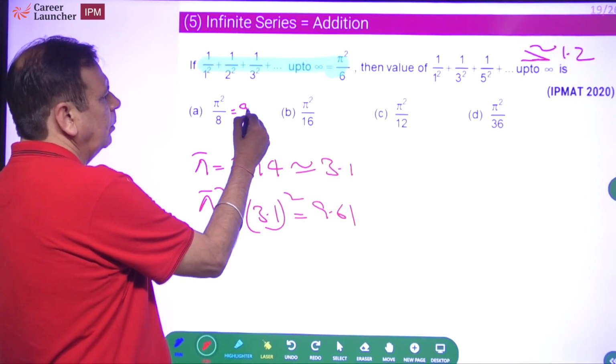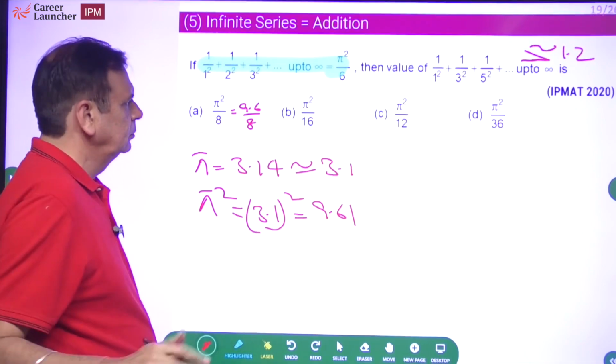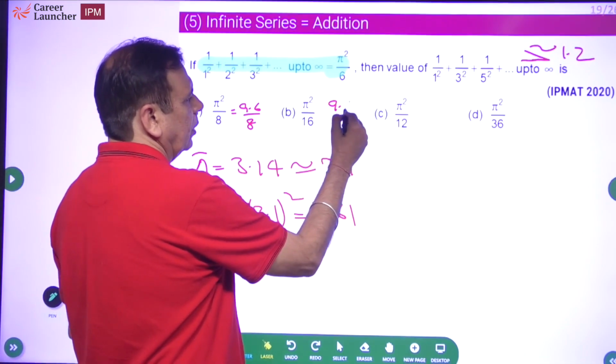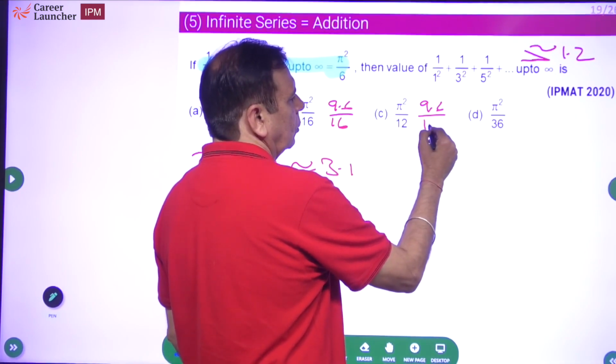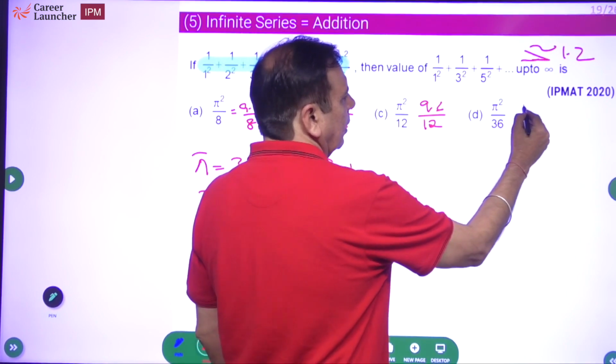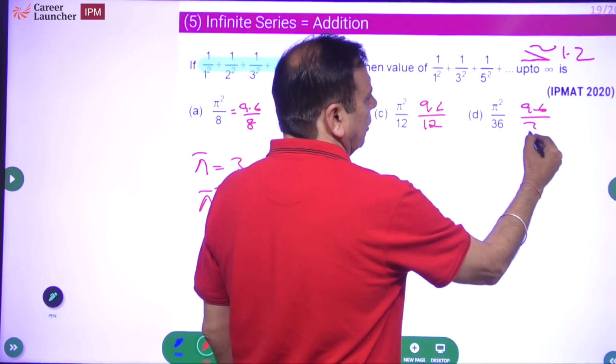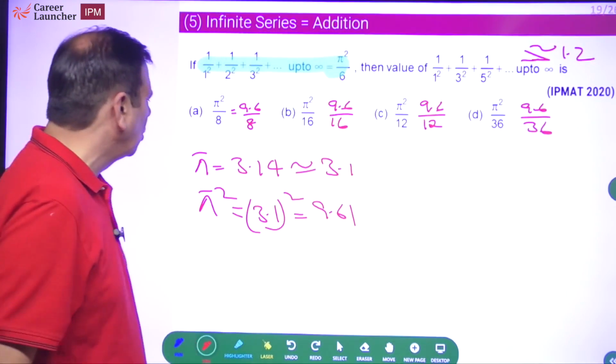So what is this? 9.6 upon 8. This is 9.6 upon 16. This is 9.6 upon 12. And this is 9.6 upon 36. अब choice देख के बताओ ना क्या आंसर होगा.